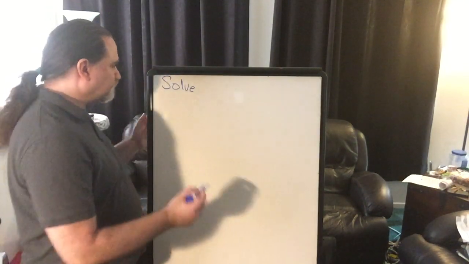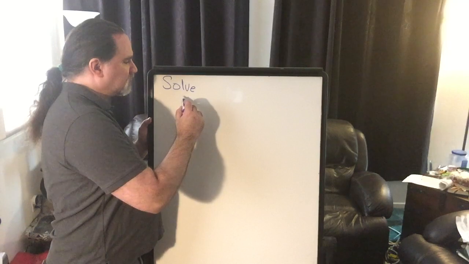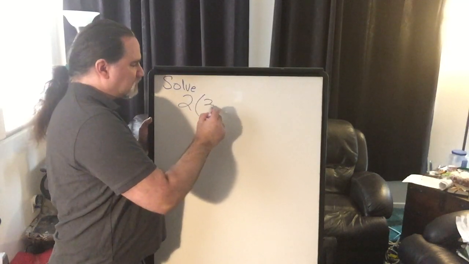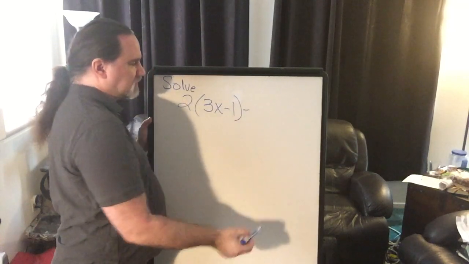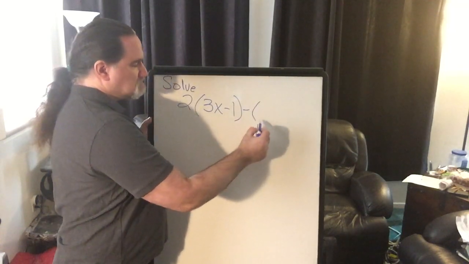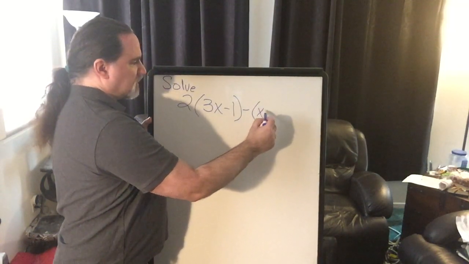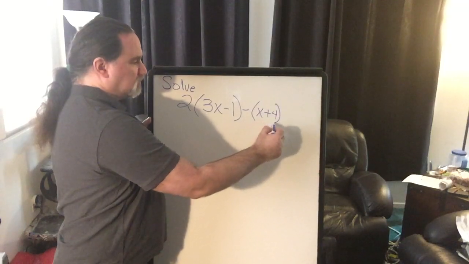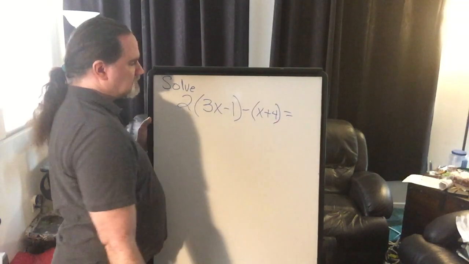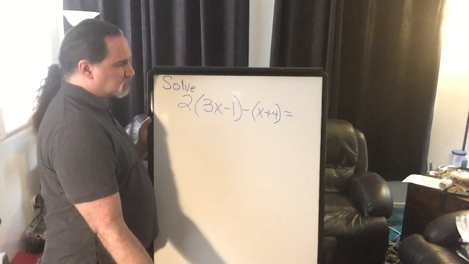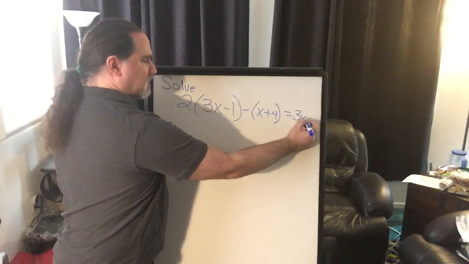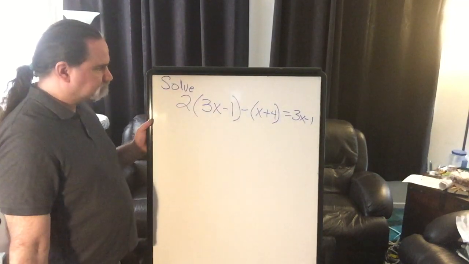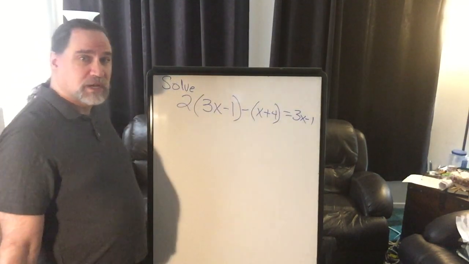So we're going to have 2 times 3x minus 1 minus, let's go, how about x plus 4 equals, and we're going all out here, so we're going to have, let's go 3x minus 1. That looks like a lot, okay?